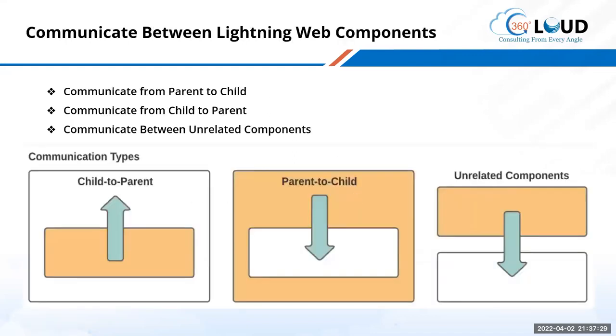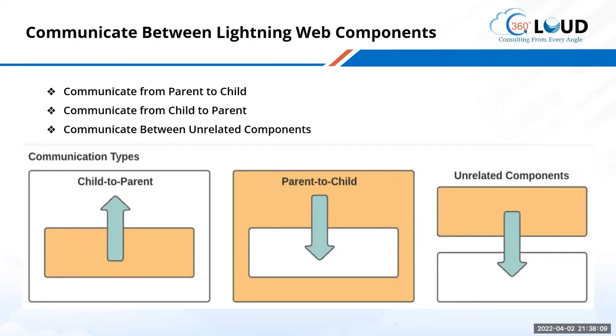So next we will move to communication between Lightning web components. In most use cases in particular projects or clients, there are requirements that we want to pass some data from one component to another component. So these components can be of two types. One is related, one is unrelated. In related we have two types, parent to child and child to parent.